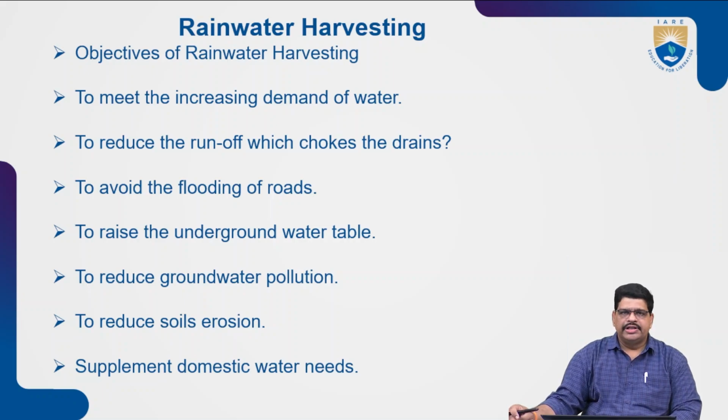Next, reduce the groundwater pollution. How does groundwater pollution occur? As I told, the water flowing on the ground picks up waste and impurities, which get added to the rainwater. What happens due to the infiltration techniques and the rainwater harvesting pits? It is filtered, and only the water is allowed inside the ground. So that also decreases the pollution.